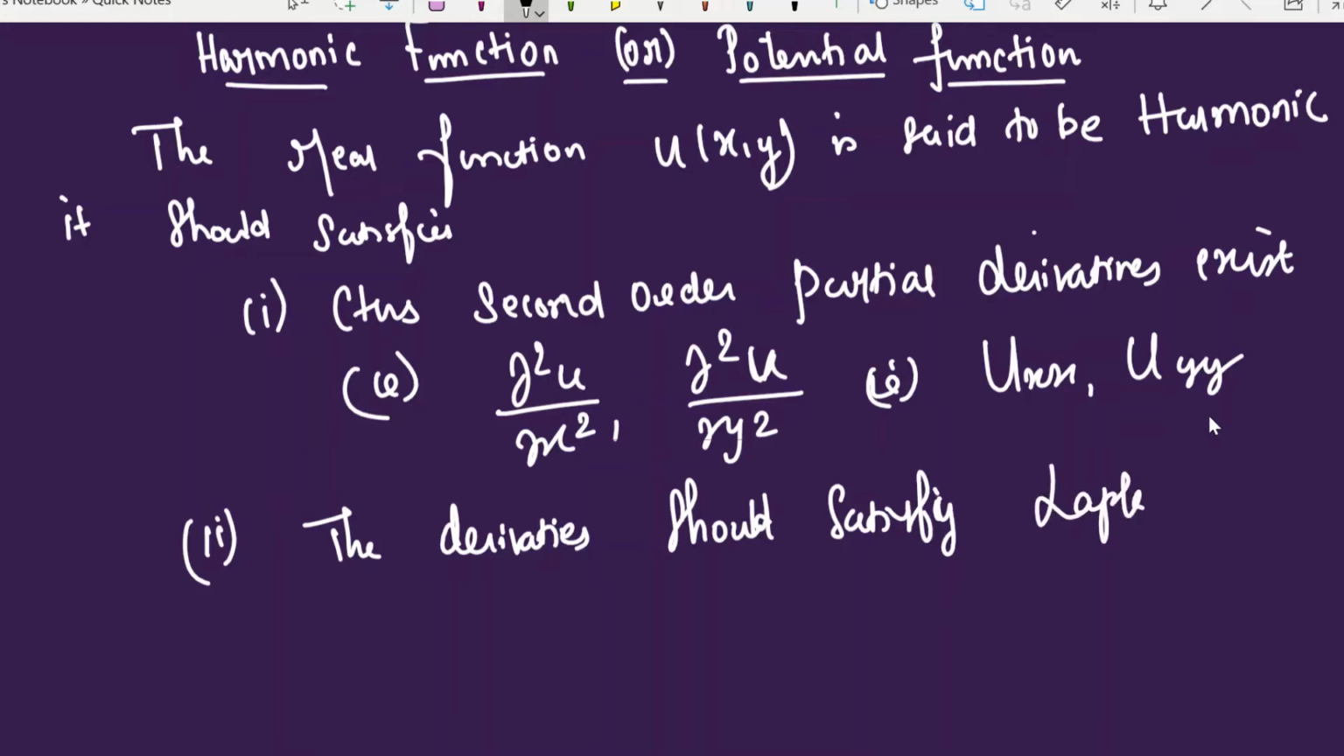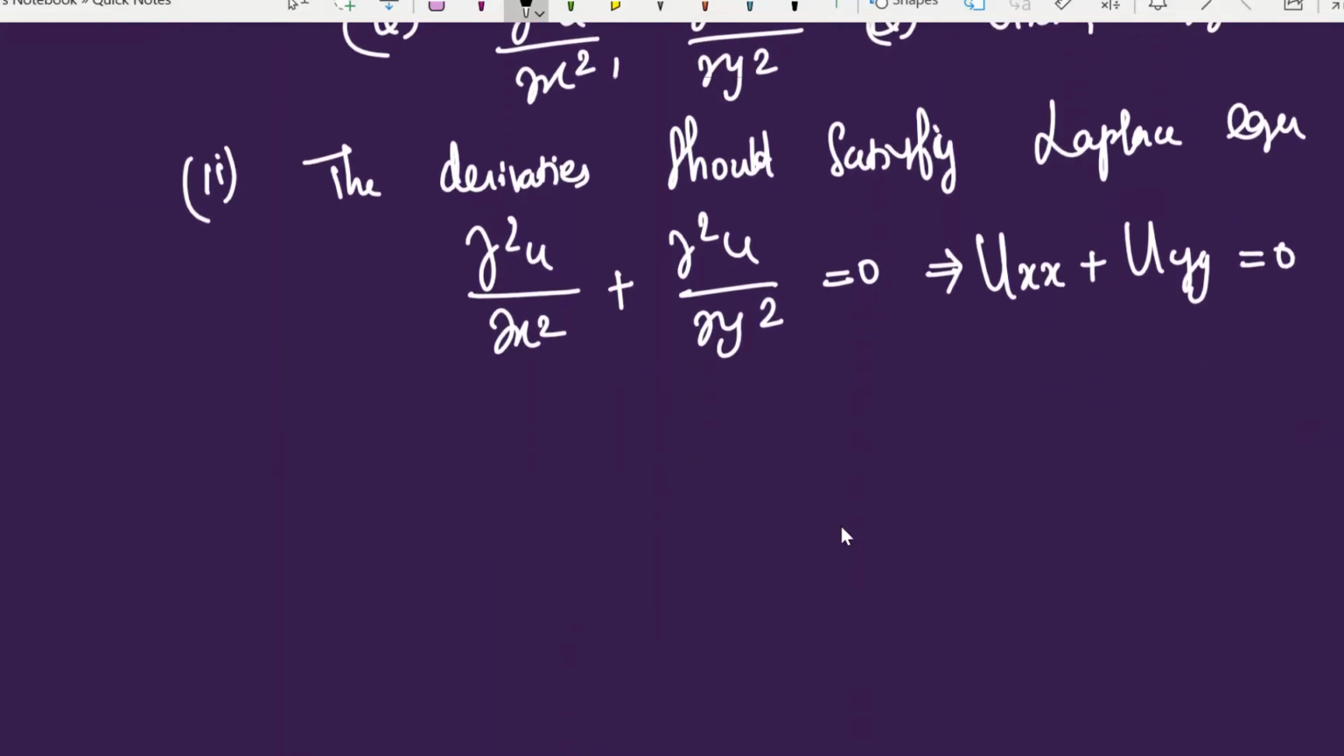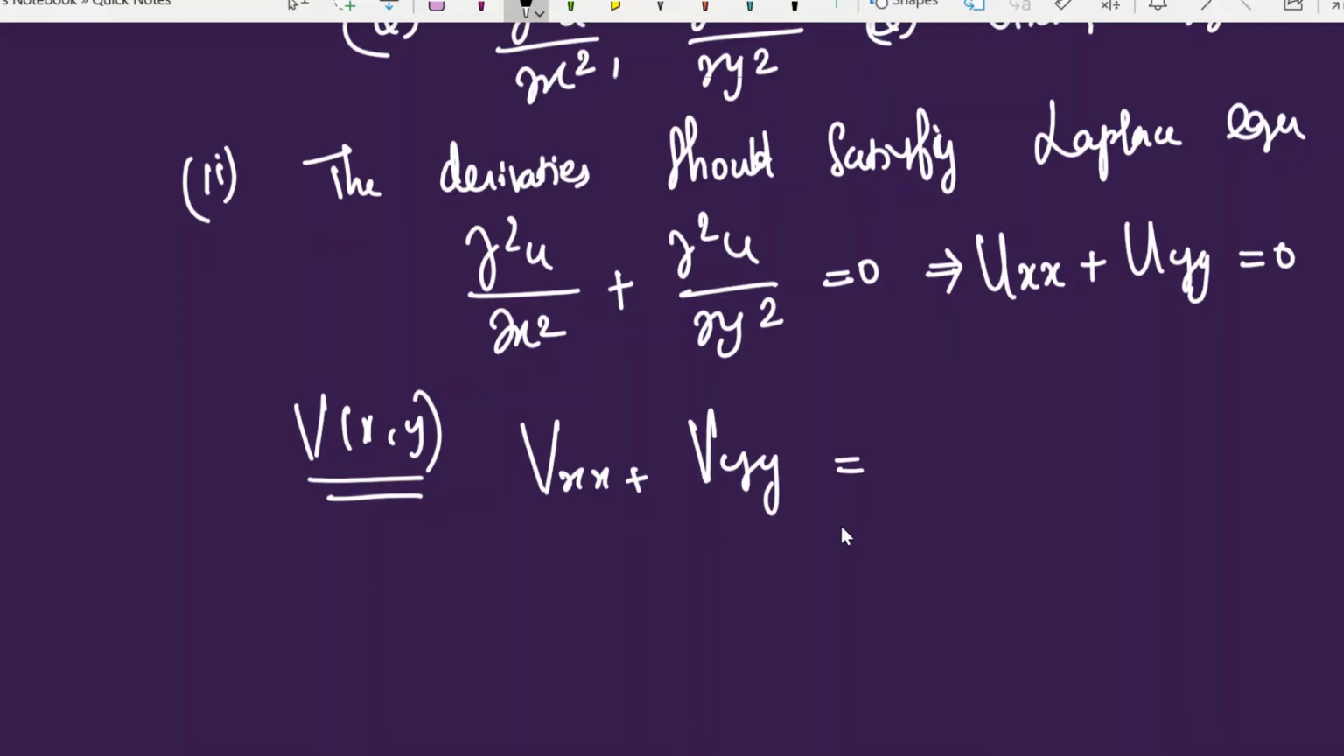Laplace equation. Dou squared u by dou x square plus dou squared u by dou y square equals 0. That is u double x plus u double y equals 0. Similarly for v also, we can conclude that if v of x comma y satisfies the Laplace equation v double x plus v double y equals 0, dou squared v by dou x square plus dou squared v by dou y square equals 0, then v is harmonic.